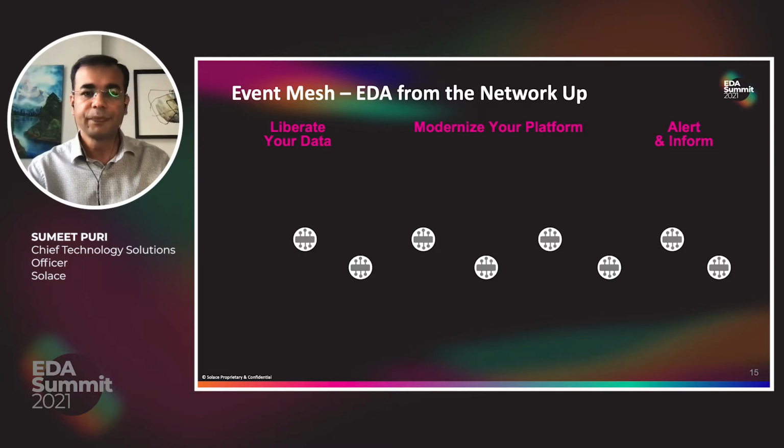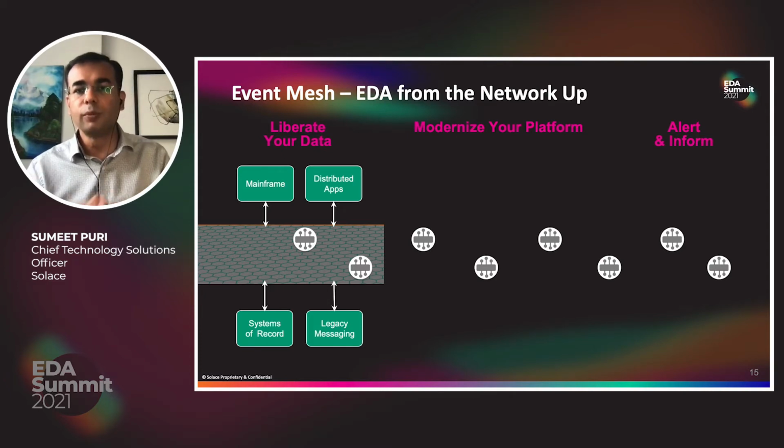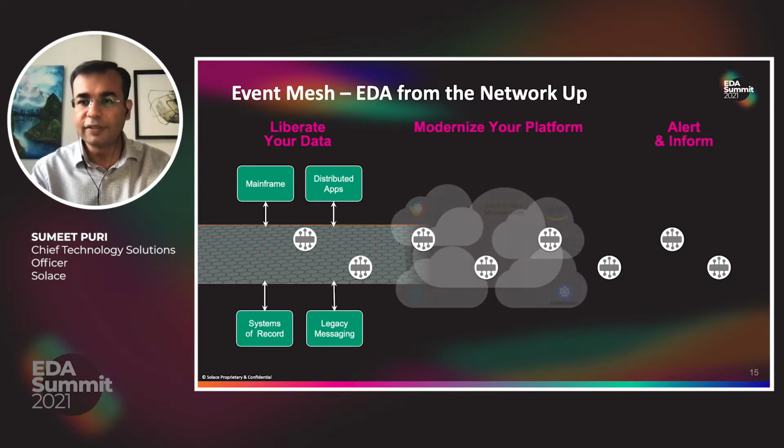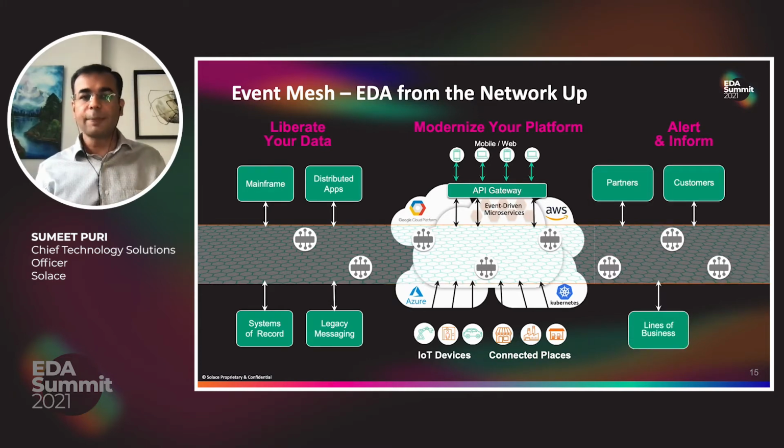It's a three-step journey to liberate the data from your existing applications, to modernize your newer applications, and integrate them with the older ones. And then you have the alert and inform logic where third-party applications can also be integrated. So what is happening here is you may have mainframes, you may have distributed applications, through adapters, or ideally through open protocols, they start to publish and subscribe to events.